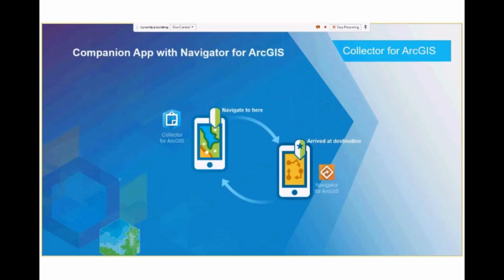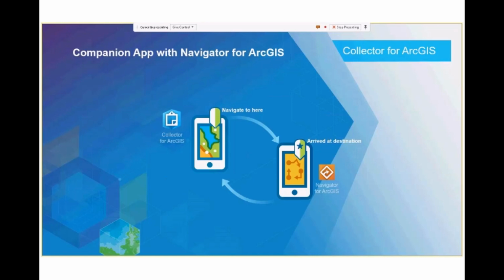Then we have other companion applications that I can mention. One of them is Navigator for ArcGIS. So you could be collecting your data on Collector for ArcGIS, and then you realize you're in a new area, you have a feature on the map, you want to navigate to that particular feature from your current location. You just need to tap on the feature, and then Navigator for ArcGIS will open and navigate you to this particular destination. After you're done, it goes back to your Collector, and then you can continue updating your feature, or make changes to the attributes of that particular feature.